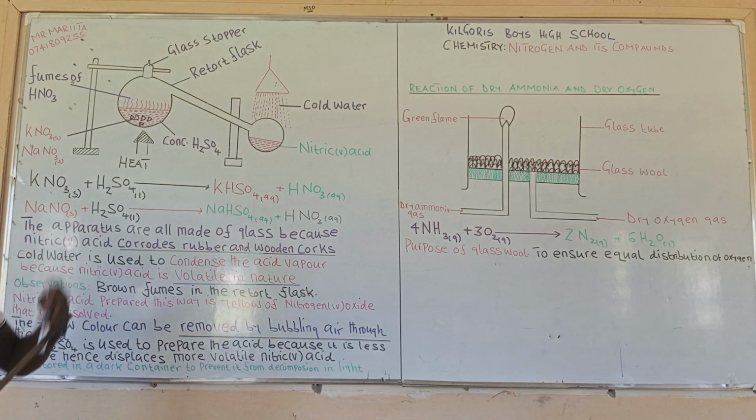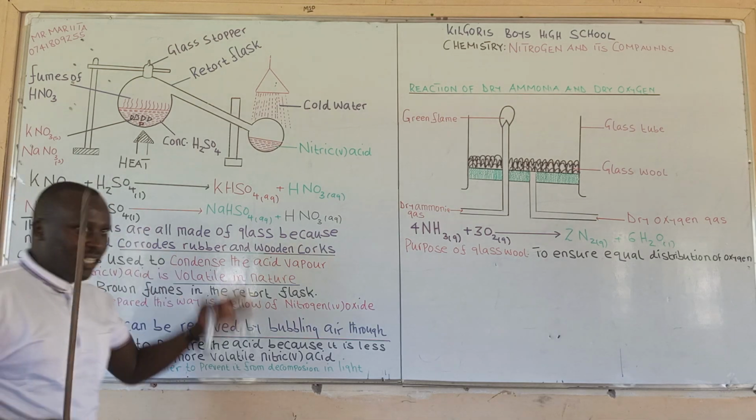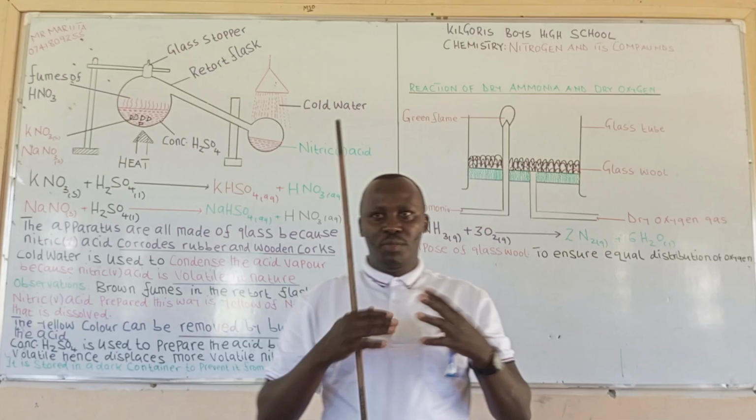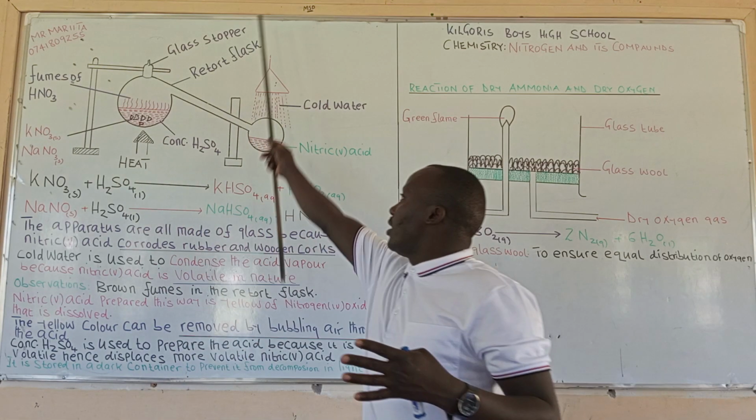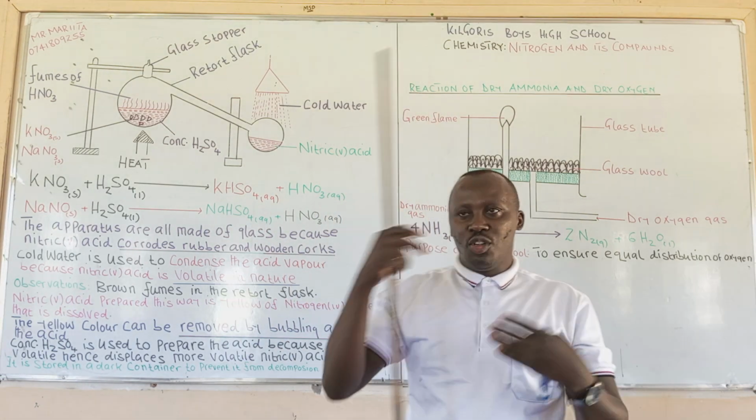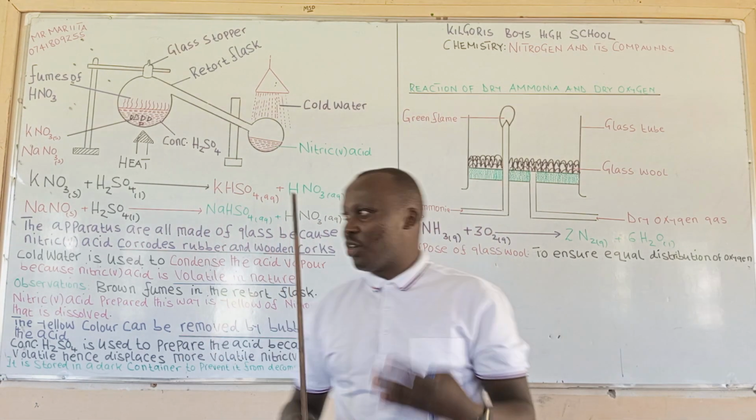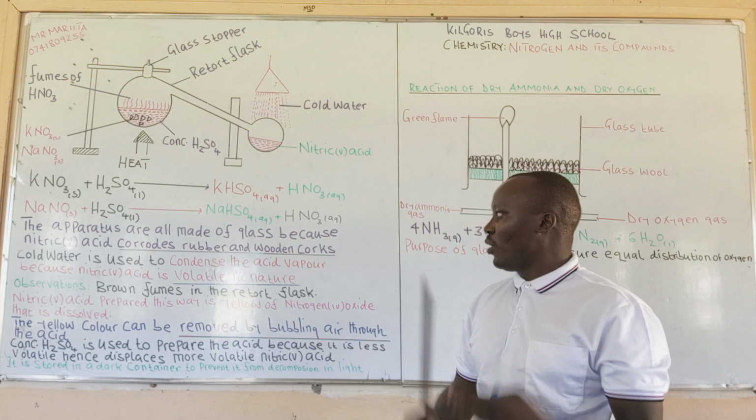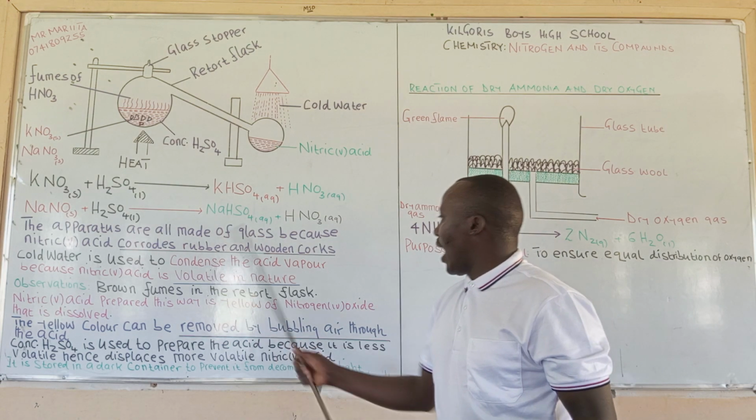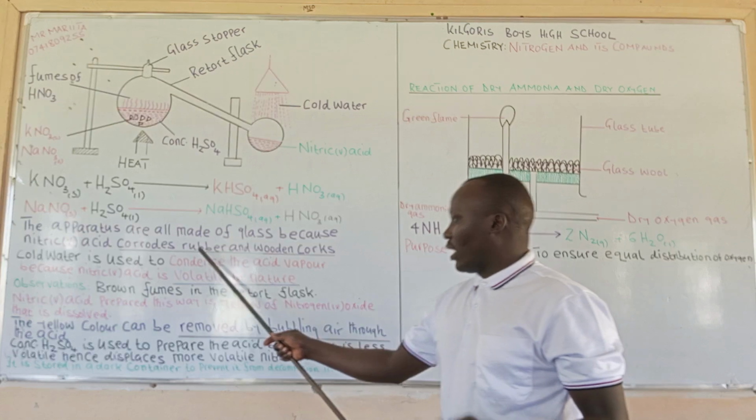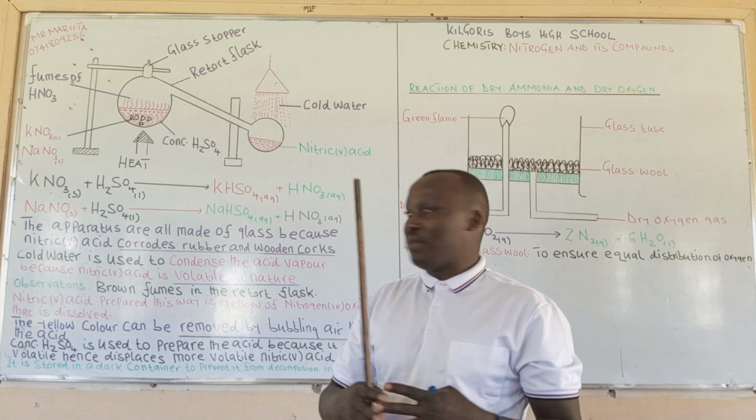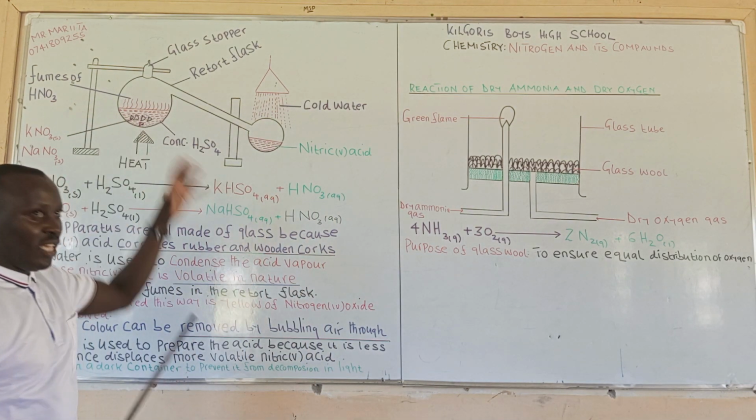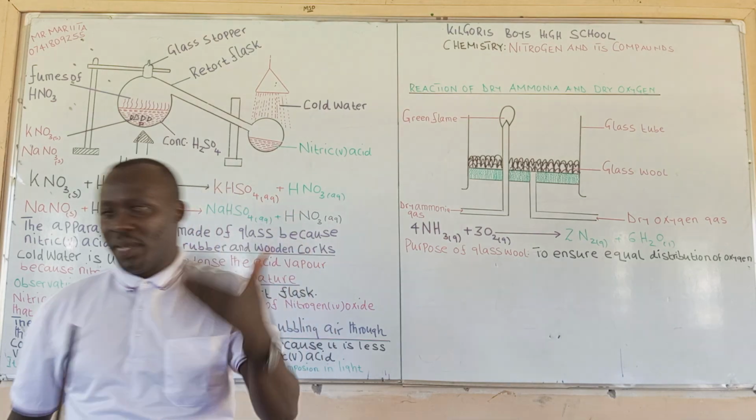Now, what is the precaution here? All these apparatus, the KCSE apparatus, all of them should be made of glass. Sometimes you will be required to give the reason why all these apparatus are made of glass. The reason is that nitric acid is corrosive. Therefore, it corrodes the rubber and the wooden corks. So if rubber or a wooden cork is used, it can be corroded by this nitric acid. Therefore, all the apparatus used here should be made of glass.